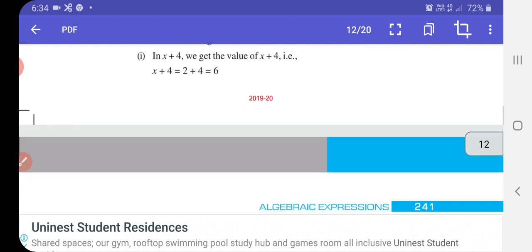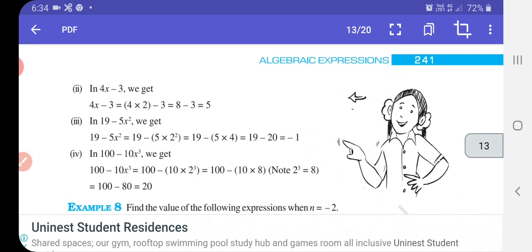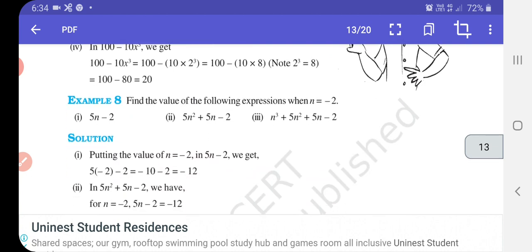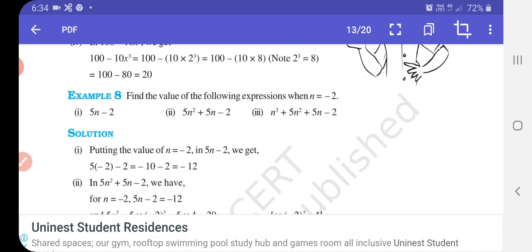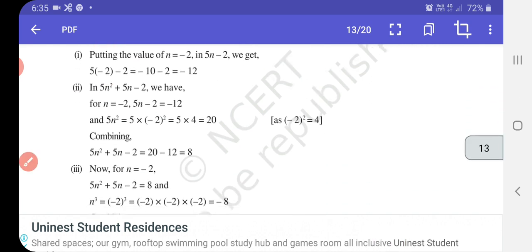So your answer is 6. Understand. Same here, find the value of the following expression when n is equal to minus 2. Where you see the n, you have to put the value minus 2. So here 5n minus 2, so 5 into minus 2, that is minus 10 minus 2, it becomes minus 12. Understand. So this type you have to solve the expression.